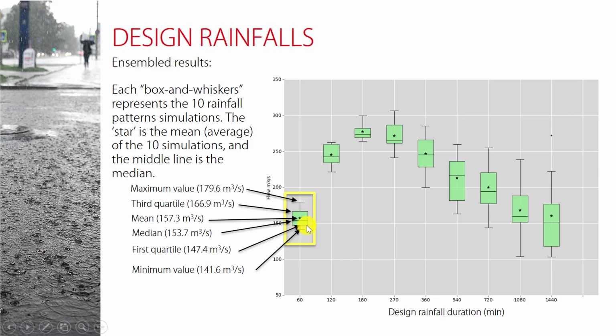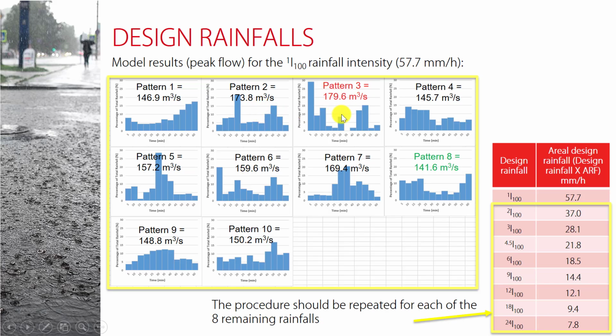The bottom of the box represents the first quartile of the results. The middle line represents the median. That star represents the average of the 10 rainfall pattern simulations. The top of the box represents the third quartile, and the top of the whiskers represents the maximum value, which is that 179.6 cubic meters per second, which is this one, the result that came from the simulation of this rainfall event.